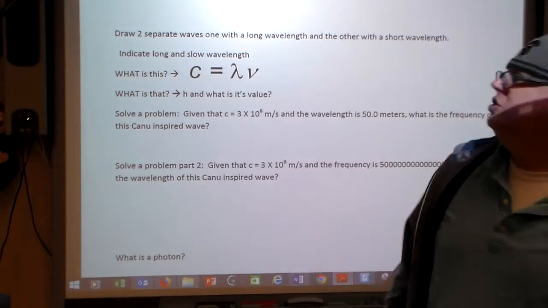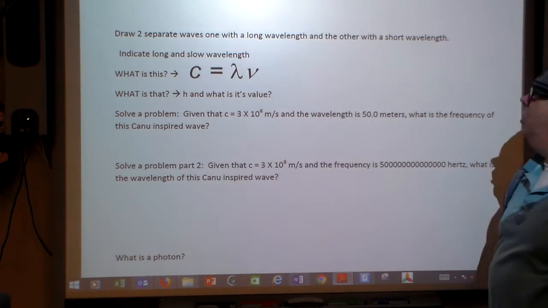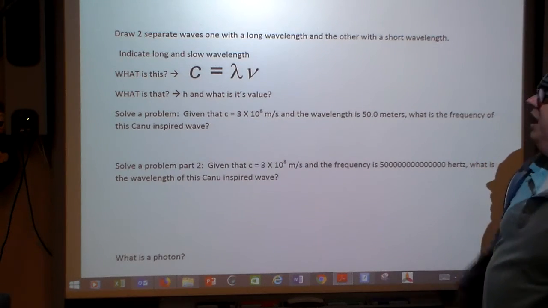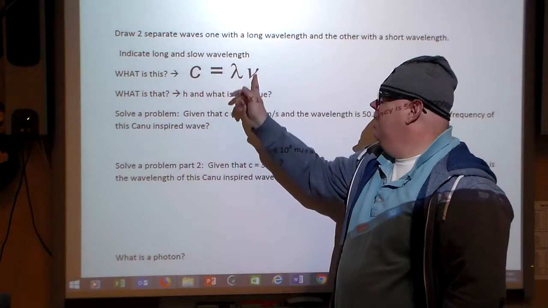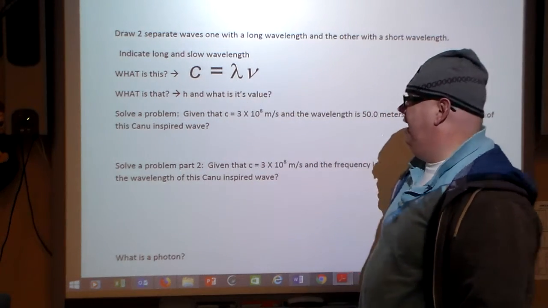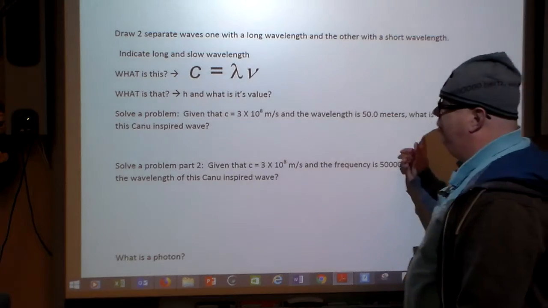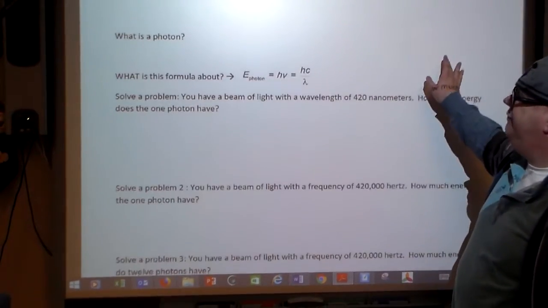Okay, so we're starting part 2 here. Draw 2 separate waves, one with a long wavelength, the other with a short wavelength. Indicate long and slow wavelength. What is this? C is the speed of light. The funny looking V is your frequency. Your lambda is your wavelength. H is Planck's constant. You should be able to solve these problems given the formulas that you have.